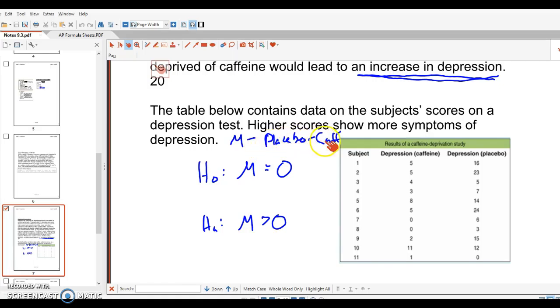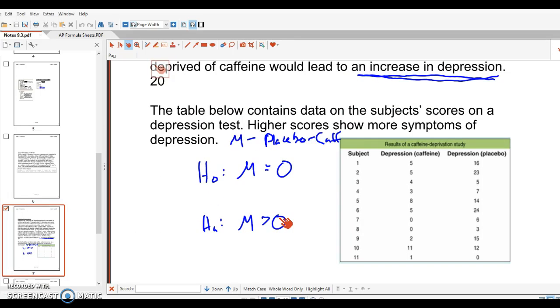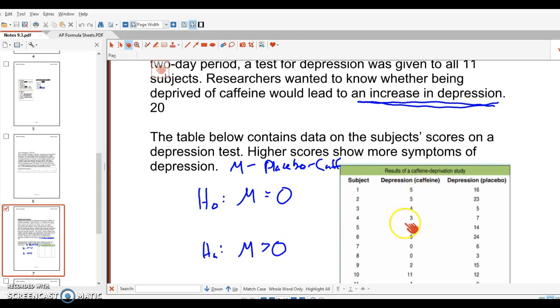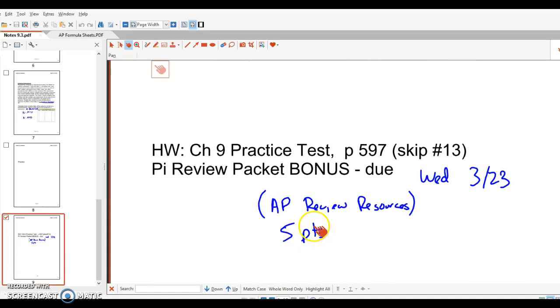Keep in mind it's placebo minus caffeine. That would be suggesting that people are more depressed without caffeine than with. Okay, you would have to put both of these numbers into L1 and L2, then use L3 to find the difference, and do the normal probability plot on the difference. Do the statistics on the difference and the test in the calculator on the difference. Go ahead and try the set for 9.3 and let me know if you have any questions.